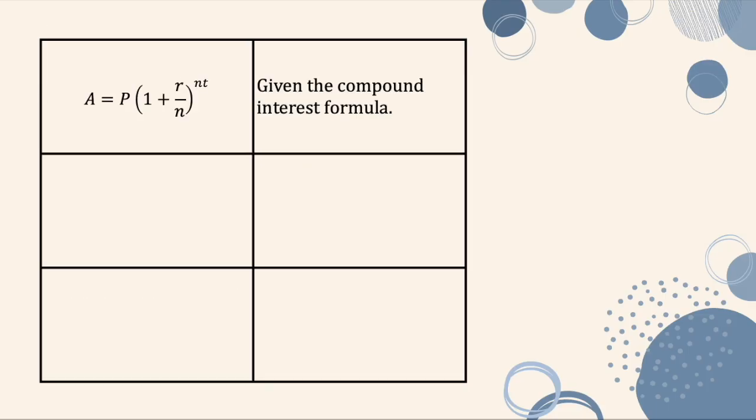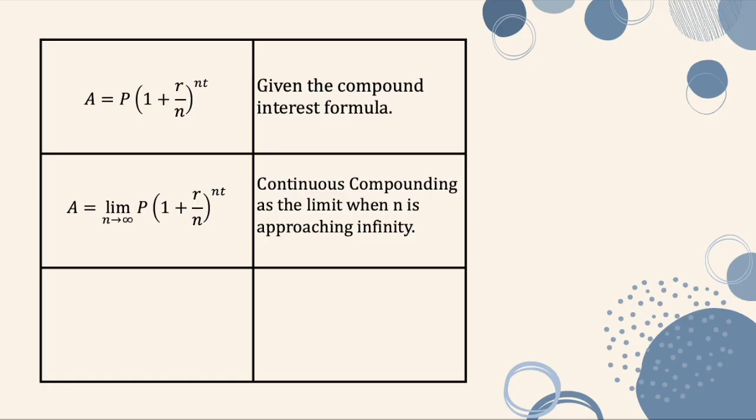And so to get started, we're going to start with the given compound interest formula, which gives the final amount after the interest that is compounded n times per year. Here, P is the initial investment, R is the interest rate, N is how often interest is compounded annually, and T is the time in years.